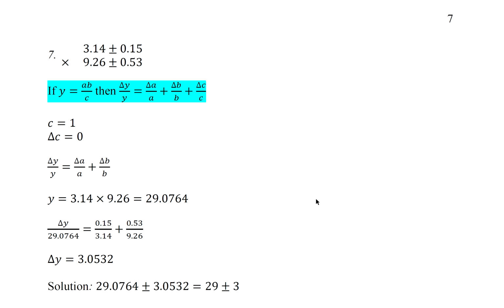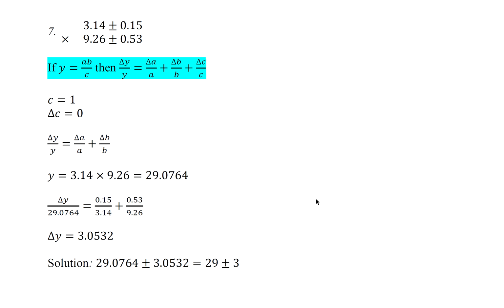So look at what we have and look at our equation in blue. Since we're multiplying numbers, c in that blue box is going to be equal to 1. So delta c is going to be equal to 0. So now our equation simplifies to delta y over y equals delta a over a plus delta b over b. y is going to be 3.14 times 9.26. And now we could solve for delta y by plugging in all of those values into the blue equation.